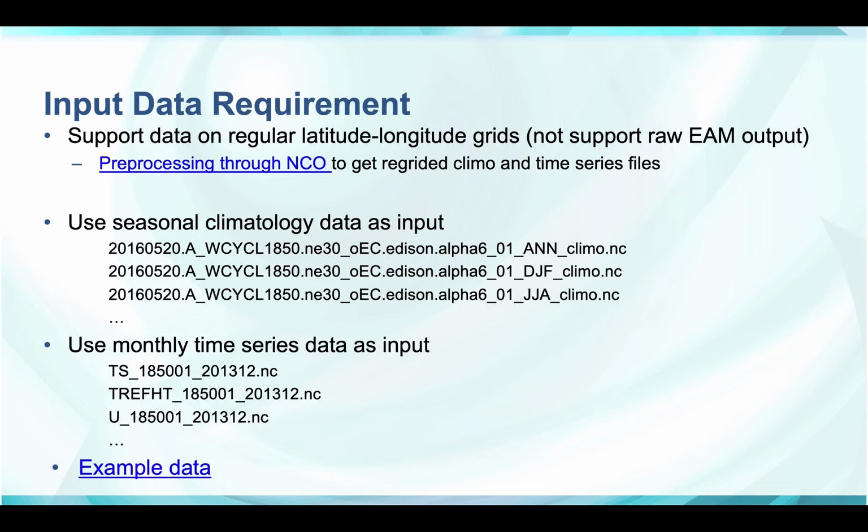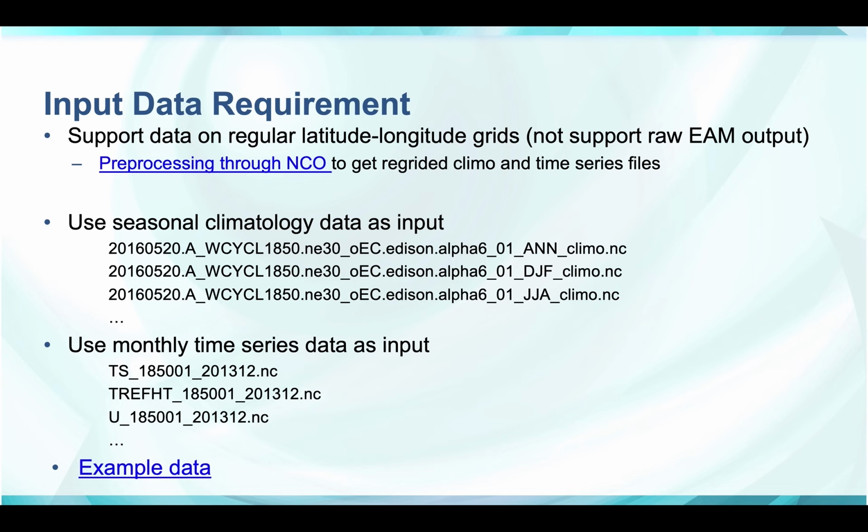For input data requirements, unlike MPAS-Analysis for ocean component, E3SM Diags only takes data on regular lat-lon grids. Therefore, one has to process the raw E3SM atmospheric model output into the climatology and time series files using NCO. The NCO instructions can be found in the link provided here.